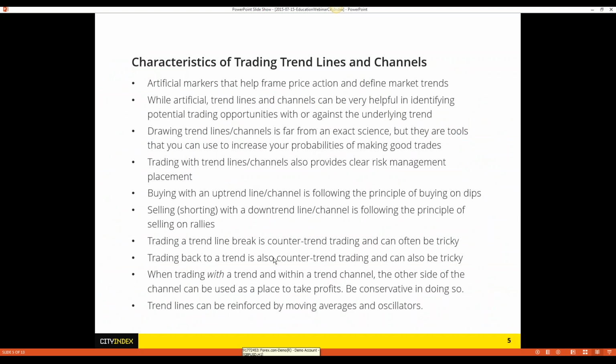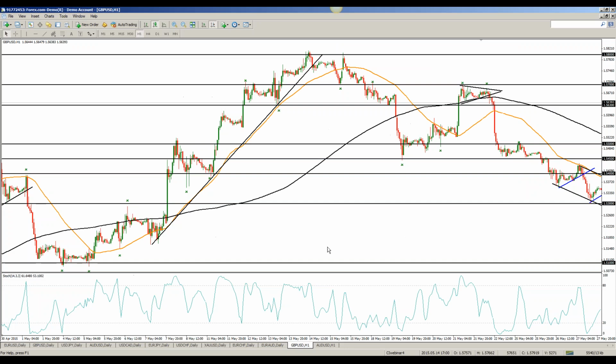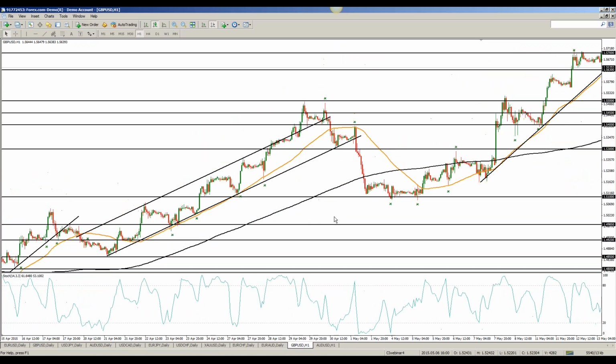Okay, so again, trading a trend line break is counter trend trading and can often be tricky. So you may ask me, what's so tricky about this? You see that trend line breakdown, and why not trade that? Well, if you were able to get that, that is a good trade. It is a good counter trend trade.